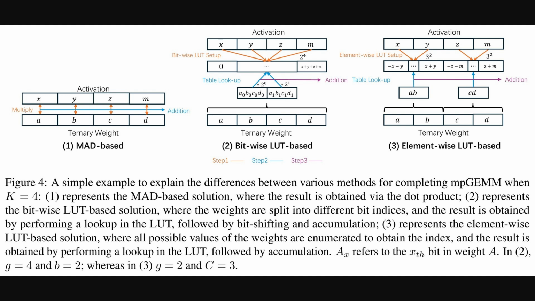Okay, so we've seen the speed and the lossless quality, but how does bitnet.cpp actually achieve this under the hood? Well, Figure 4 gives us a simplified look at the core computation, that mixed precision matrix multiplication we mentioned. It compares 3 ways to do it. There's the standard multiply and add approach, then a bitwise lookup table method. But the key one here is the third panel, the element-wise lookup table. This is the approach bitnet.cpp uses for its TL methods, enabling that efficient handling of the ternary weights we saw earlier.